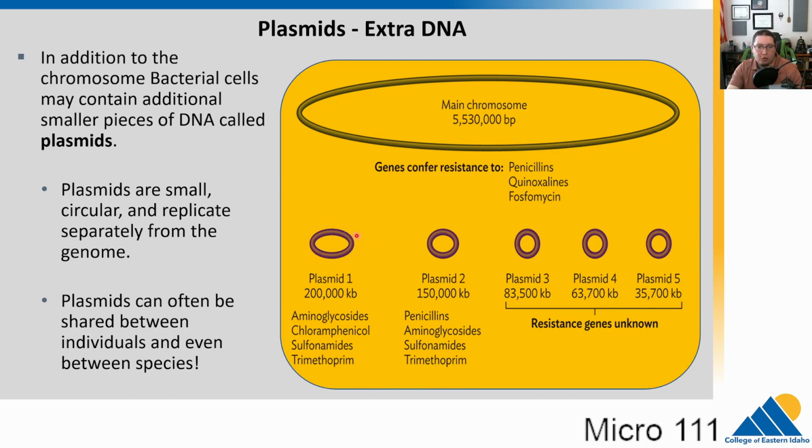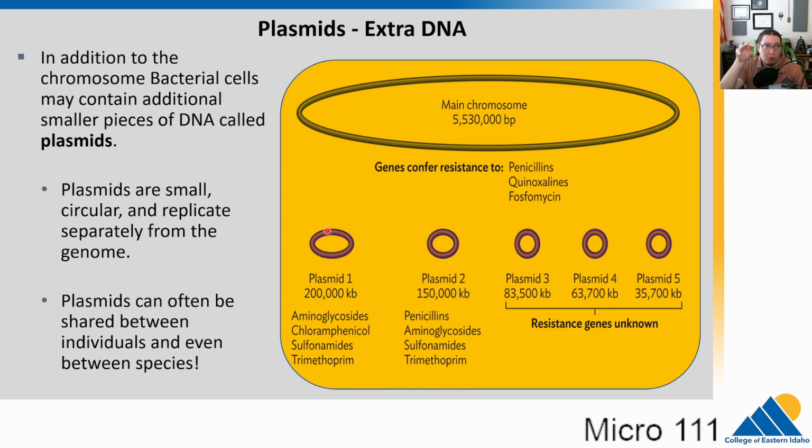Well, plasmids are circular. They can replicate separately from the genome. And the critical part is that plasmids can get shared from one bacteria to another. On plasmids, we tend to find genes that are important for things like living in a specific environment, or antibiotic resistance, or making something a pathogen.